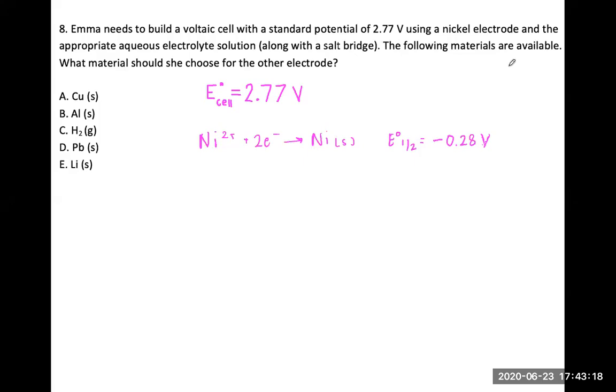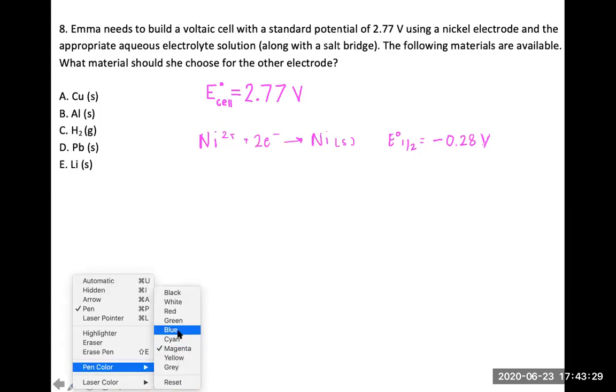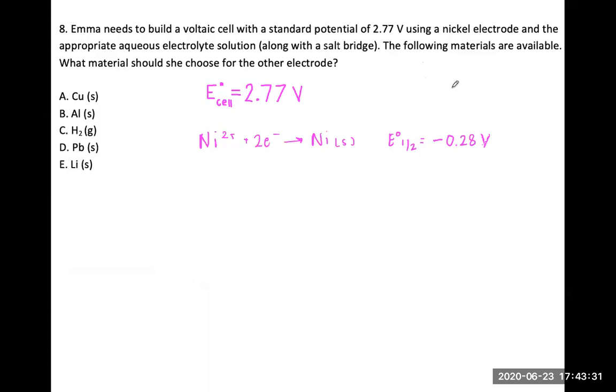Okay, here for number 8, Emma is trying to build a battery with a very specific potential of 2.77 volts. And she knows that for whatever reason, she needs to use nickel as one of her electrodes. And so then she's trying to figure out what her other electrode should be. And so I've gone ahead here and written our standard cell potential of 2.77 that we're trying to make. And then here, I have the nickel reduction half reaction written out, and its standard cell potential just from the data sheet.